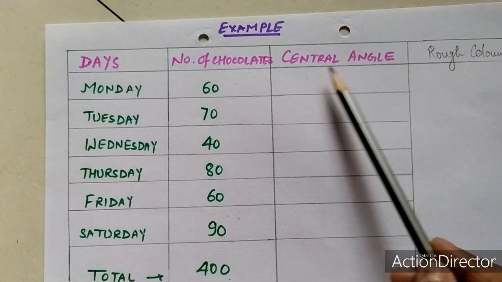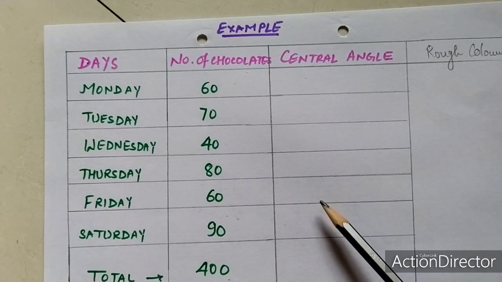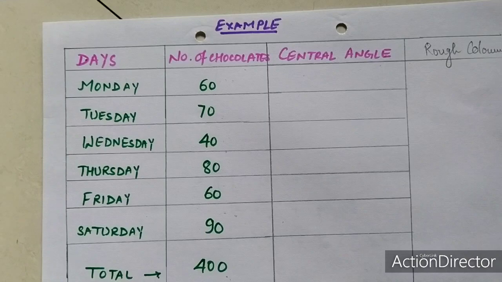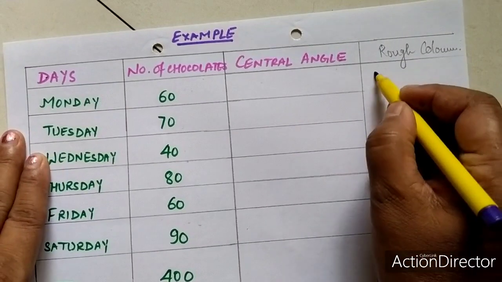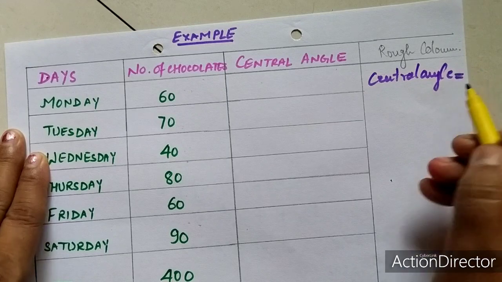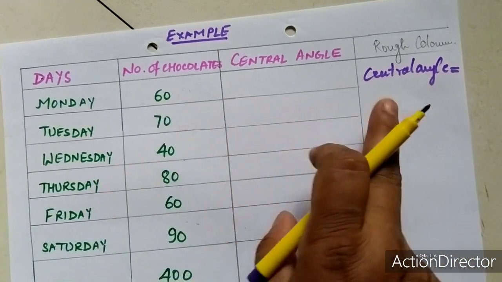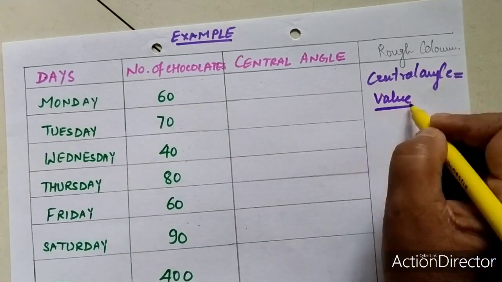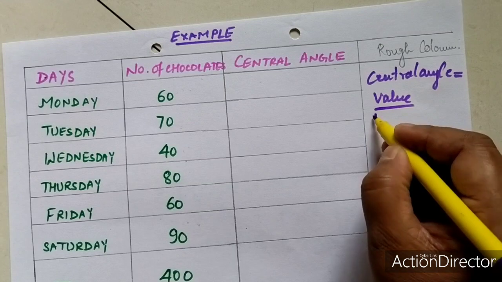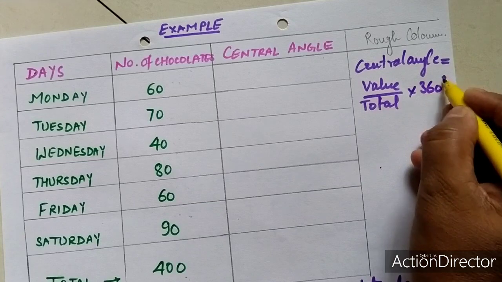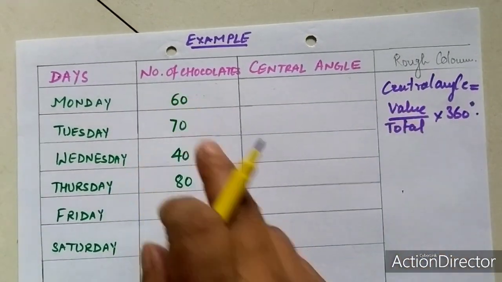Okay. After that, central angle. We need to find the measure of the central angle for each component, and there is one formula, as I already told you about. So I am writing here, the formula is: central angle is equal to the particular value, whatever it may be. You are going to find the central angle for the first case, so you write the value, that is 60, divided by the total. Total was 400, into 360 degrees. What is the value? The value for that individual component.